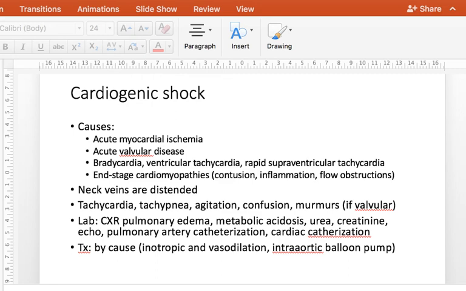In cardiogenic shock, you would only suspect this if there's known cardiac pathology. Otherwise, you would more likely go with hypovolemic shock. The treatment's a little different. In hypovolemic shock, we're treating it with fluids, and in cardiogenic shock, we are not treating it with fluids. And that's because it could overwhelm the heart.